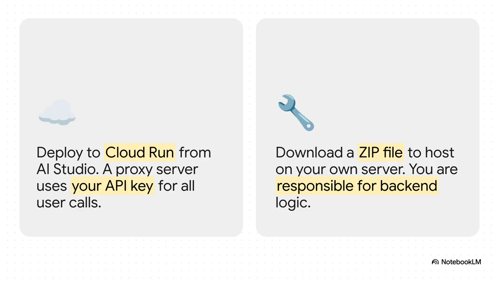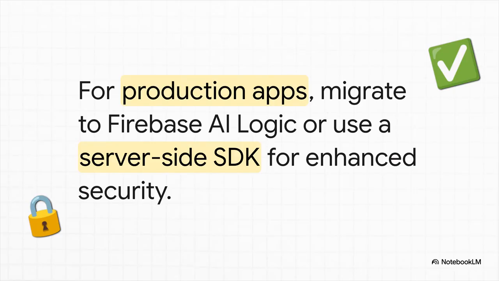The other way is to download the code and host it yourself, which gives you way more control, but it's also more work. So, when you're ready to graduate from a simple prototype to a real production app, the best practice is to move all that logic that talks to the Gemini API onto a secure backend. Tools like Firebase AI Logic or a server-side SDK are designed for exactly this. They make sure your precious API key is never, ever exposed to the public.